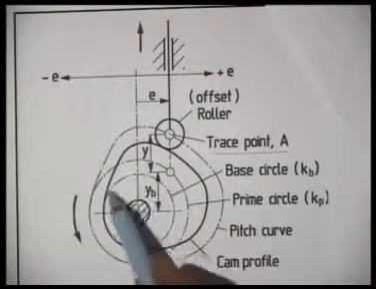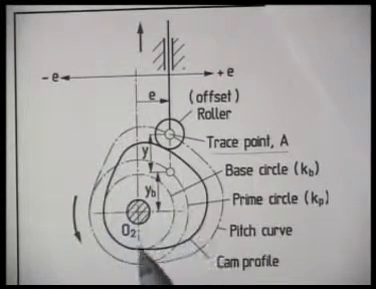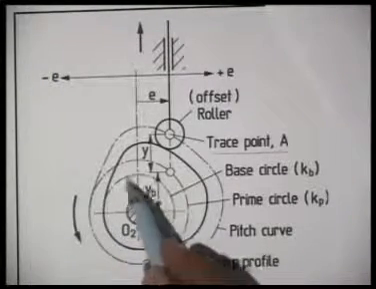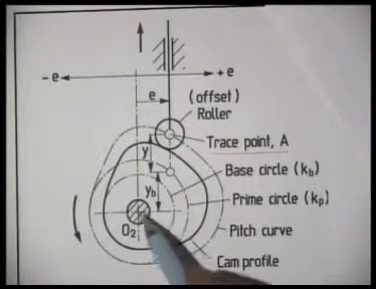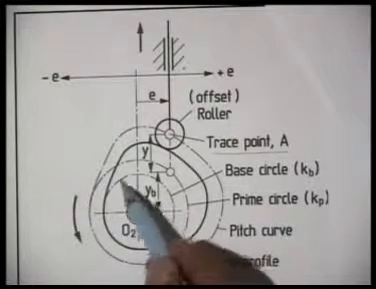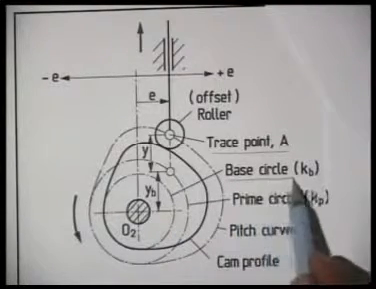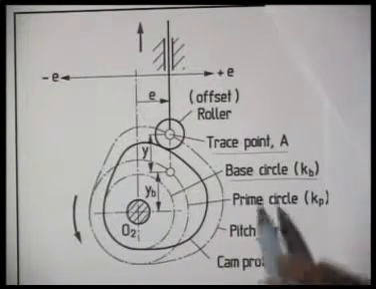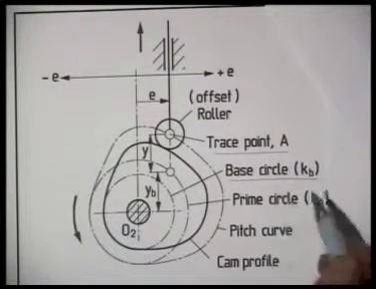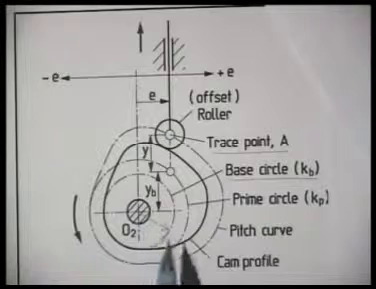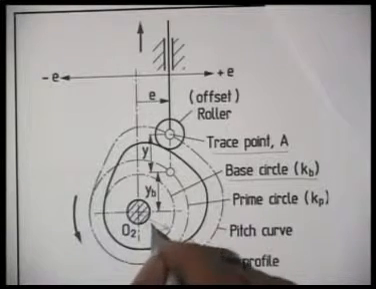Any bigger circle will intersect the cam profile. So the smallest circle that can be drawn with cam center as the center and tangential to the cam profile, that we call base circle. The radius of the base circle is called base circle radius, and we denoted it by RB.